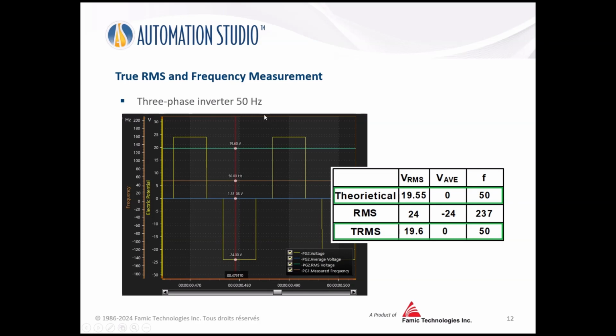This example here then is a 3-phase inverter at 50 hertz. So you can see again, the theoretical value here is 19.55. The TRMS is 19.6, and previously the value was way off. Just a small thing to note with this, there's a slight variance between the theoretical value and the measured value. This can vary depending on your simulation pace. If you have a high frequency signal and your simulation pace is not high enough, you can get bigger errors, but the faster your simulation pace, the closer these two values will be.